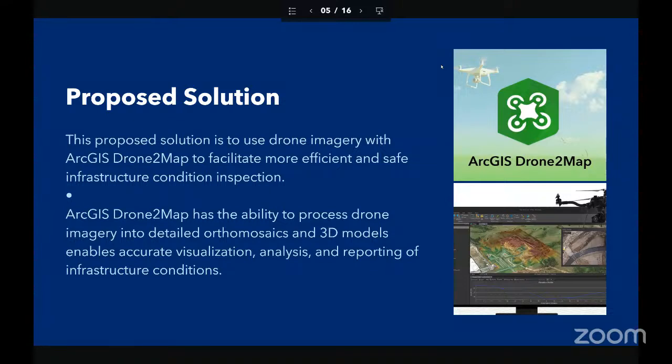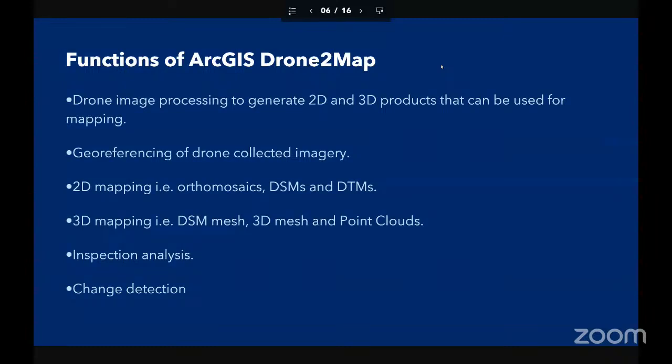ArcGIS Drone2Map has the ability to process the drone images and develop other products like 2D and 3D products that can help speed up or make the inspection of buildings more efficient. To give a brief introduction of ArcGIS Drone2Map, it is one of the ArcGIS tools that involves the use of drone images as its main data input.